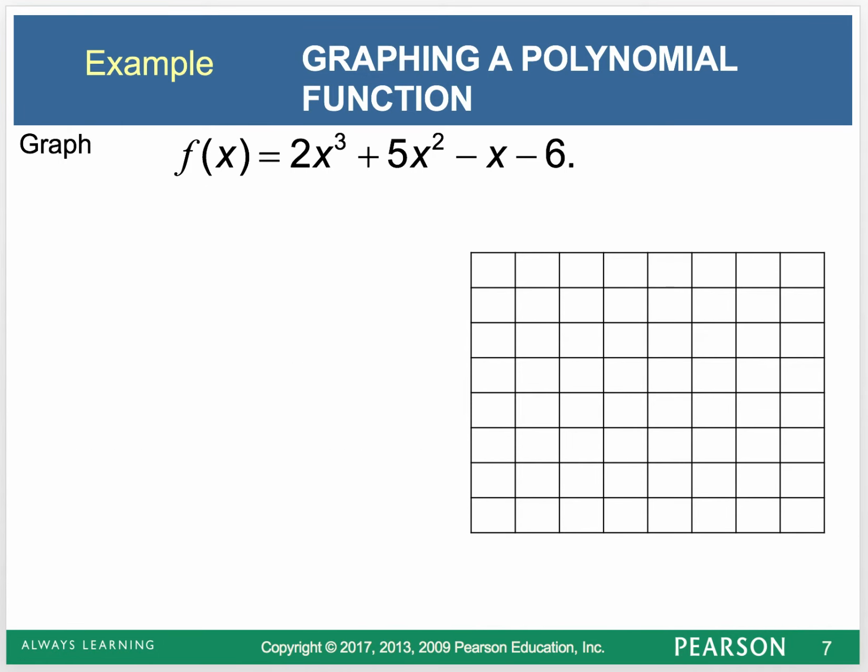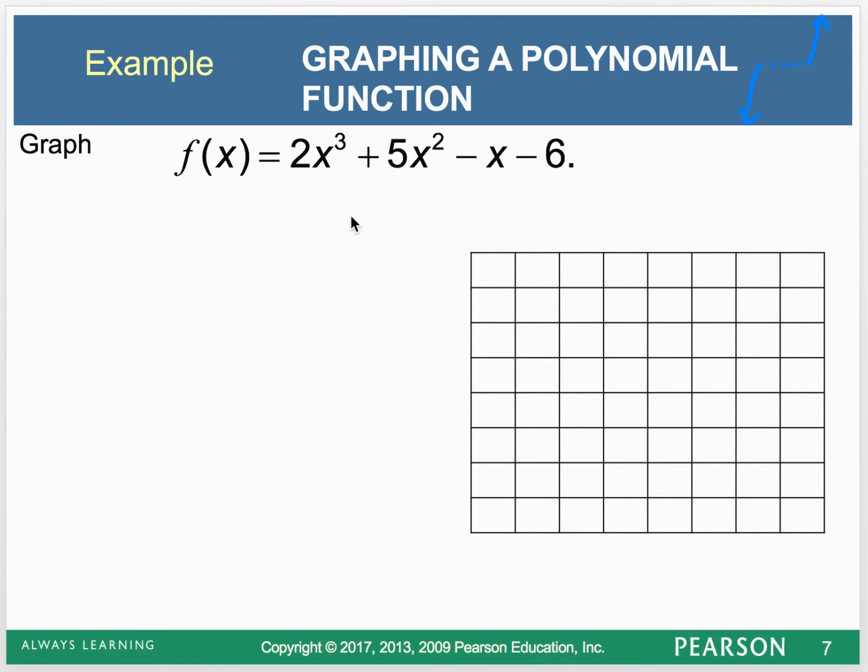All right, so here we go. Now, this is a cube. So I know because this is odd and this is positive, my end behavior is going to look like this. All I have to do is figure out what's going on in the middle.